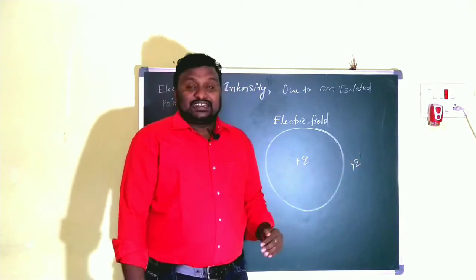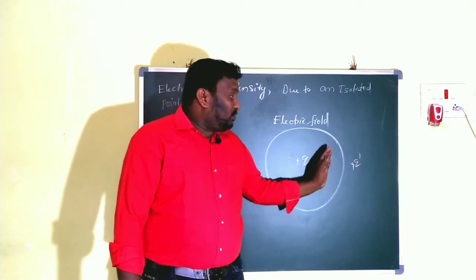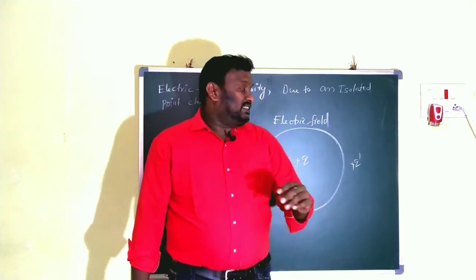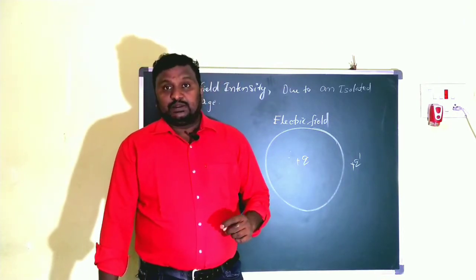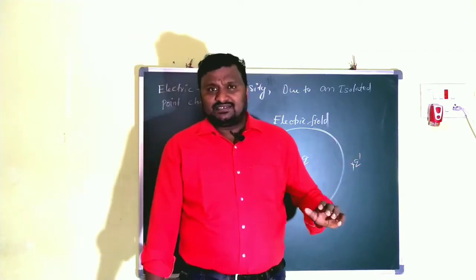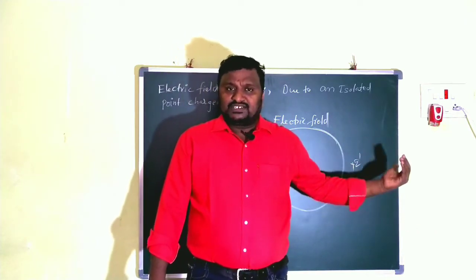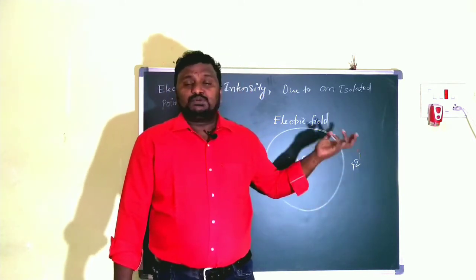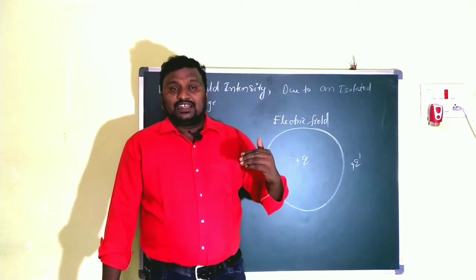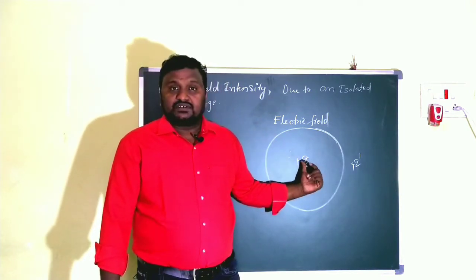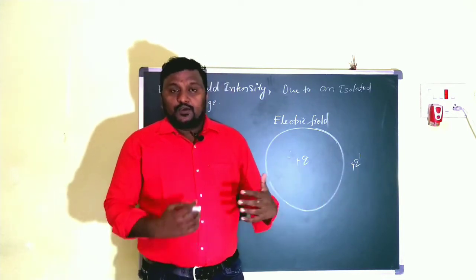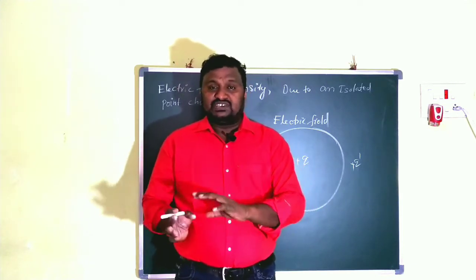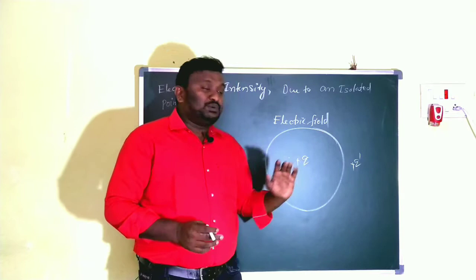When this q dash is out of this boundary, then it is not attracted or repulsed by this charge. You can take it either plus or minus. If you take plus q dash, then it is repulsed, and if you take minus q dash, it is attracted. That means while we have taken one plus q charge, around that some space is there. If you keep some other charge out of the boundary, it is not attracted or repulsed. That means there is no influence by the plus q charge.